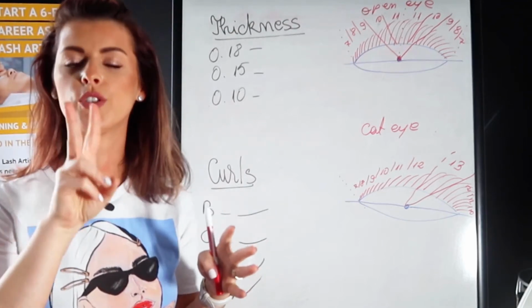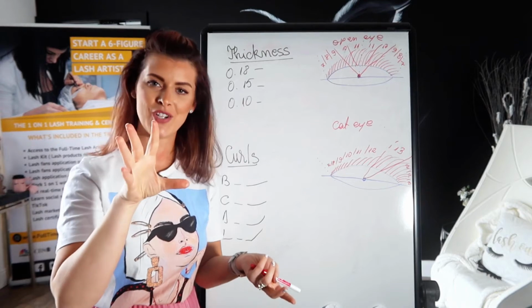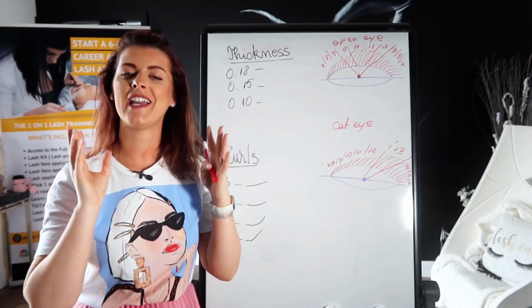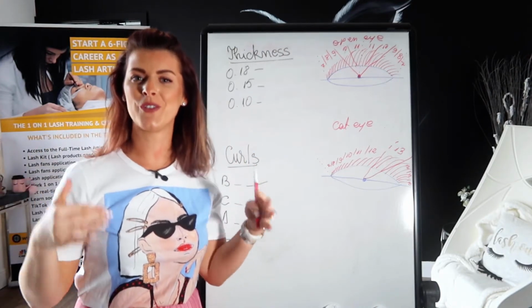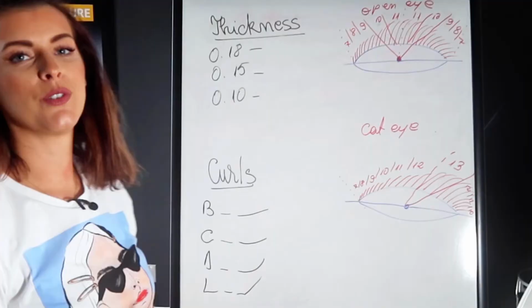Now, there are 2 types of styles that you can see the most. One is open eye, which is the easiest mapping that you can do, and then the cat eye, where your transition will go more to the outside. That means it's a cat eye. So let's go back to the thickness.